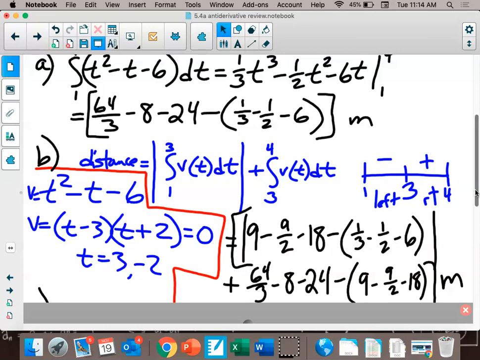So from 1 to 3, I know my velocity is negative. From 3 to 4, my velocity is positive. So if I want all positives for my velocity integrals, I do the integral from 1 to 3. I'm going to get a negative number. I turn that into a positive and then add the integral from 3 to 4, and that gives me the whole thing. So the only way to do distance by hand is to find all the spots where the velocity changes sign, do all those integrals separately, make them all positive, and add them all together. It's the only way to do it.